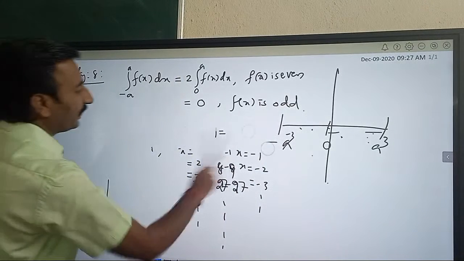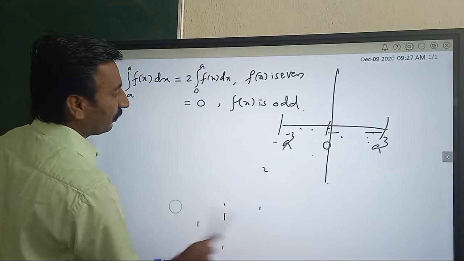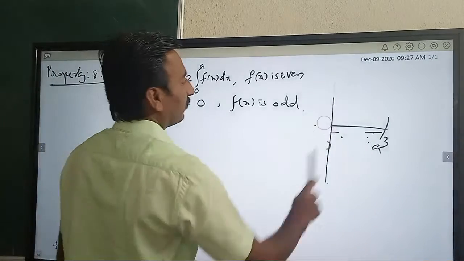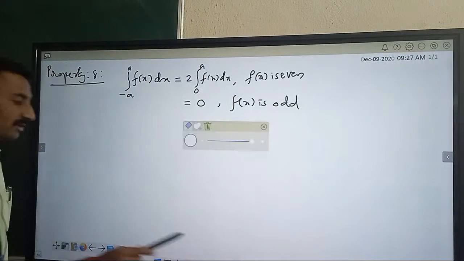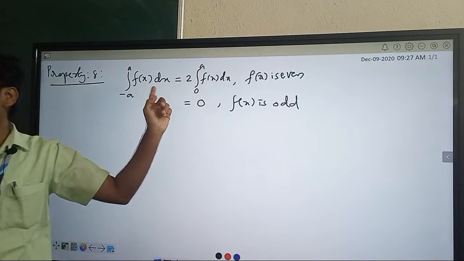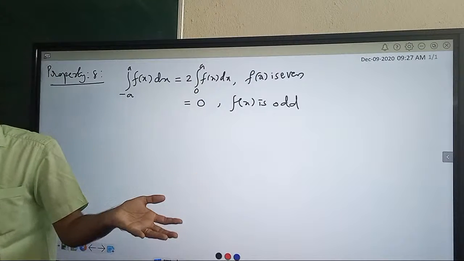Property number 8 is telling you that if you are talking about the left and right side of the y-axis, you don't worry, it depends on the function's nature. If the function is even, then it is twice the half of the interval. If the function is odd, the value itself goes to 0.